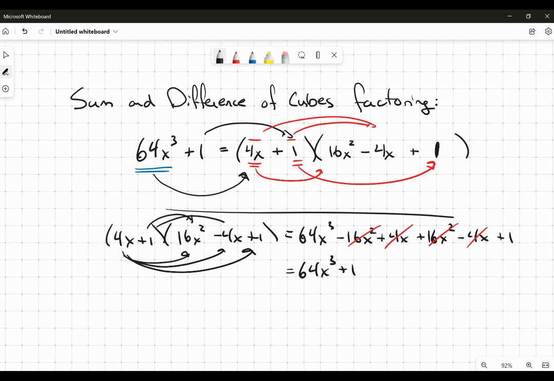And so there you go. They do actually work out the way we thought here. And so that's the pattern that you're going to use for a sum of cubes.